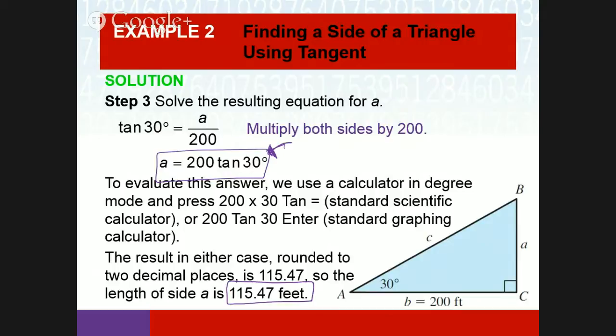So 200 tangent 30 degrees. If you don't get that, your calculator is probably in radians. You should have a tangent button if you have a scientific calculator. You should be able to push tangent 30, as long as you're in degrees.